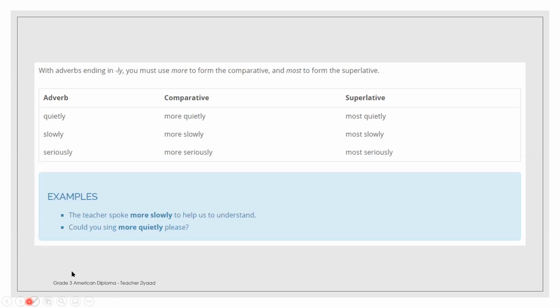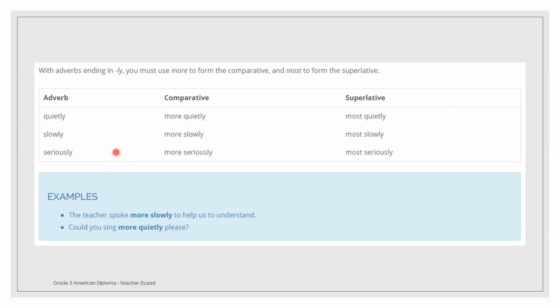Here things get a bit more interesting, where we don't add ER and we don't add EST to the comparative or superlative form. For adverbs that end in ly, you need to add the word more to the comparative form and the word most for the superlative form. Again, the basic rule: comparative is comparing two, and superlative is comparing one to a lot of people, or comparing three or more things.